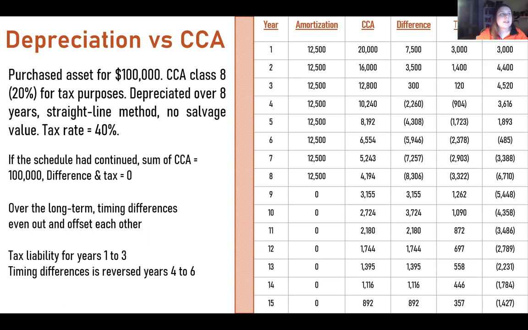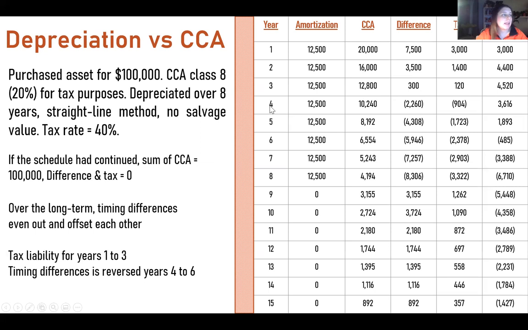You're going to be setting up a tax liability as long as the difference between your CCA and amortization is positive. So up to year 3 here, you're going to have a tax liability. So at the end of year 3, in your balance sheet, you're going to have a deferred tax liability of $4,520.